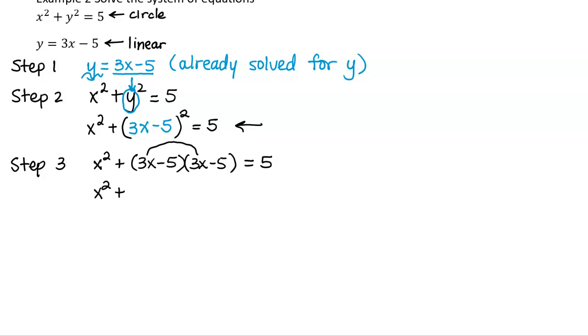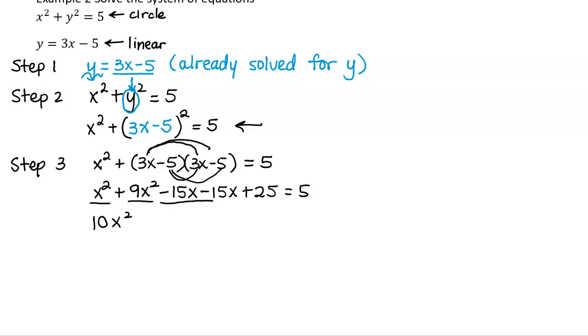So I'm going to distribute here. 3x times 3x gives us 9x squared. 3x times negative 5 is a negative 15x. Negative 5 times 3x is another negative 15x. And then negative 5 times negative 5 is a positive 25. And all of that's equal to 5. I'm going to combine like terms on the left side of this equation. We have an x squared and a 9x squared that come together to give us a 10x squared. We have a negative 15x and a negative 15x that come together to give us a negative 30x. And then we have a plus 25, all still equal to 5.